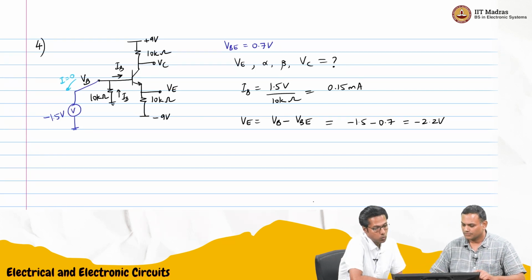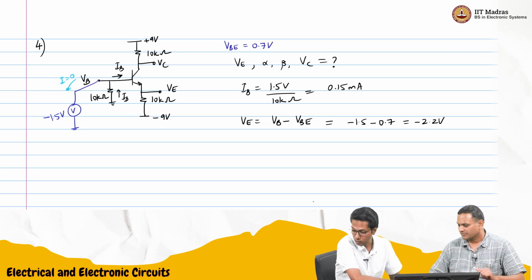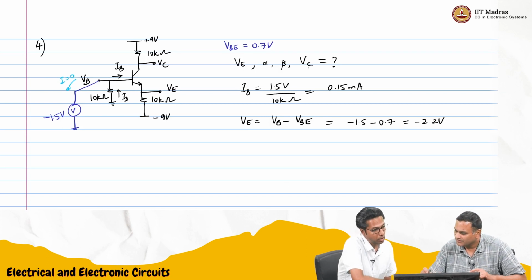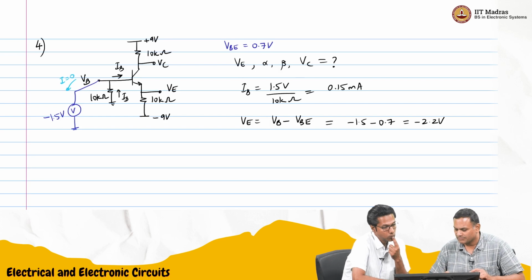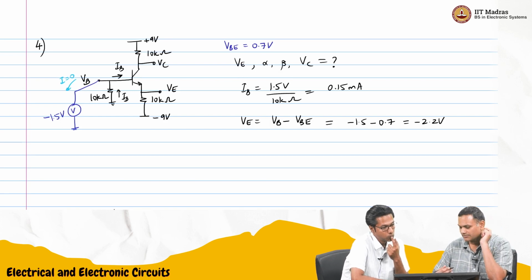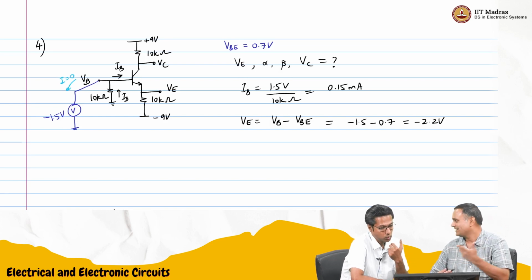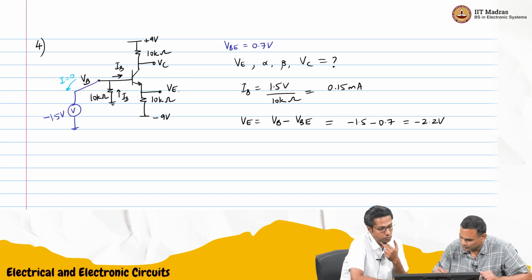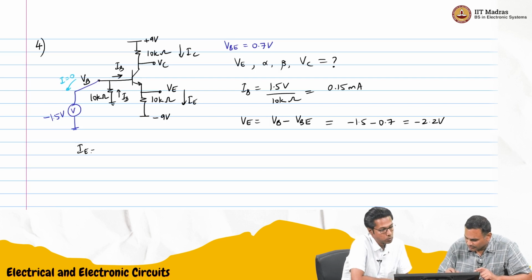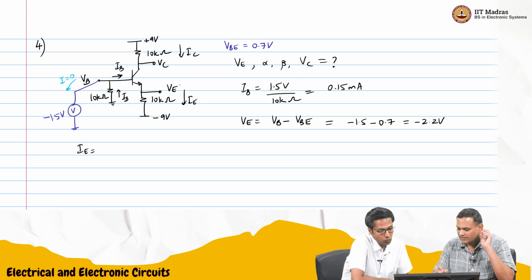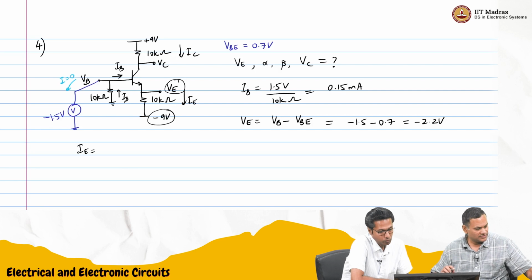We have VE. What else do we want? We want alpha, beta, VC. To do that, we need to find out the currents. So this is IE and this is IC. IE is going to be VE minus the negative supply, 0.9, divided by 10 kilo ohm. So VE we found out.